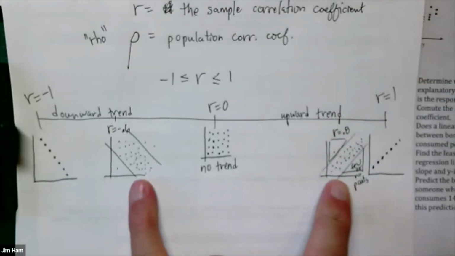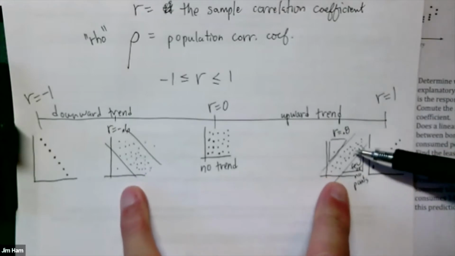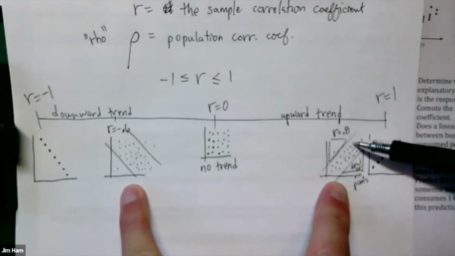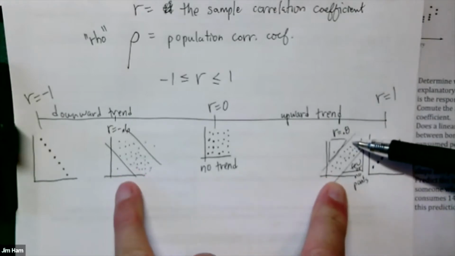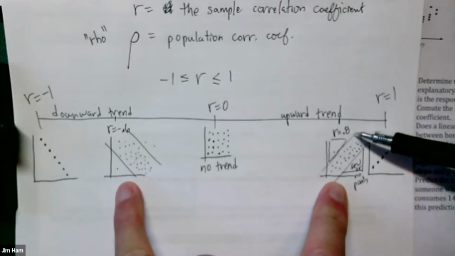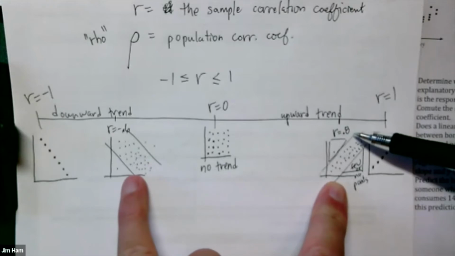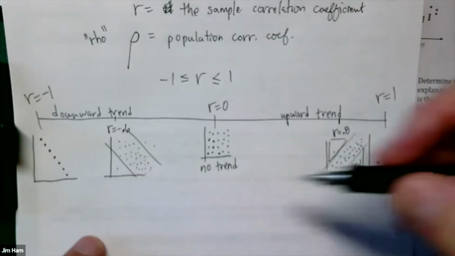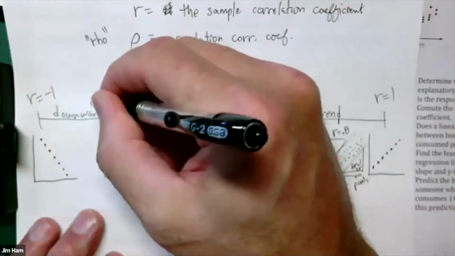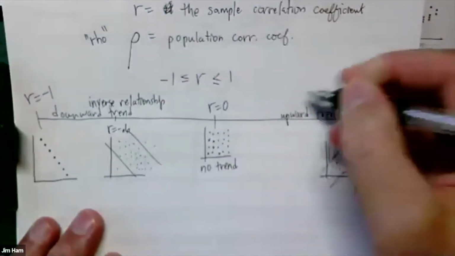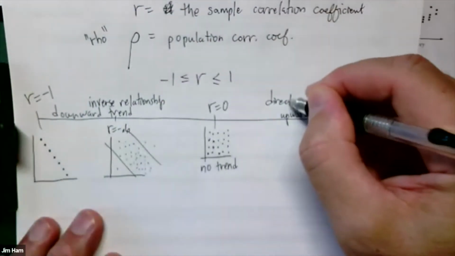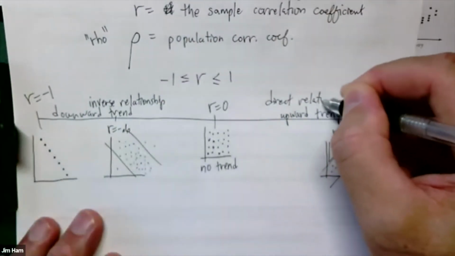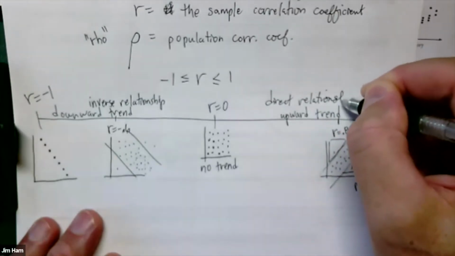So if you compare these two, the 0.8 has a skinnier trend channel than the -0.6, and the trend over here on the positive side is an upward trend, and over here it's a downward trend. So over here, you're going to have an inverse relationship, and over here, you're going to have a direct relationship between the two variables x and y.